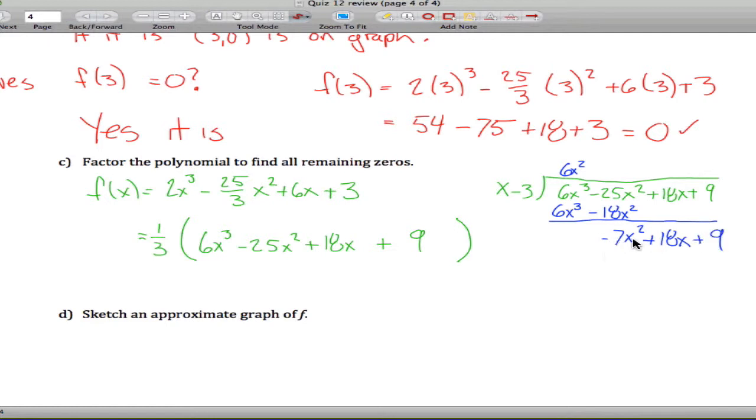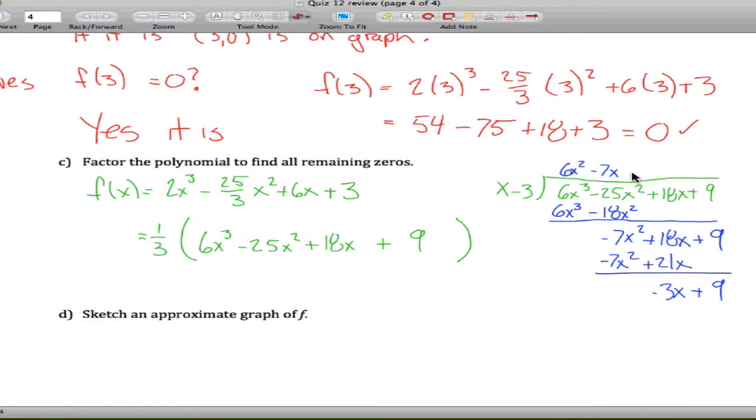Exact same process. I want to get rid of this negative 7x squared. To do so, I need negative 7x up here. Negative 7x times x gives me negative 7x squared. Negative 7x times negative 3 gives me positive 21x, and now I subtract. This column goes away. Good. I should lose a column with every iteration. 18x minus 21x is negative 3x. Again, we're subtracting here. This isn't 39x. You don't add these, you subtract them.